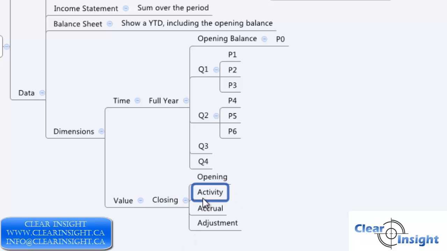Also, if we were to look at a balance sheet account, well, the opening balance, that's just the period before. So we can put a little rule there to give us that. The activity, well, we know that's wherever we're loading in from our source system, or whatever we're having users enter. So what's happened in that period. Accruals could be things that happen on top of that. Similar with adjustments to give us our closing balance.